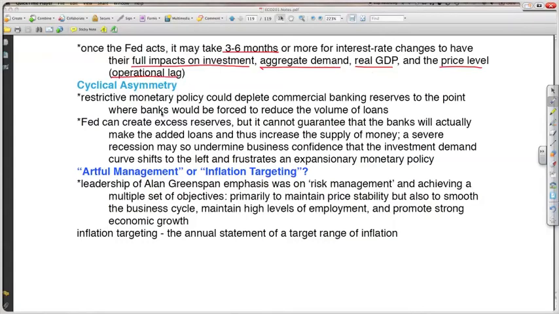We can also have problems where if we have a restrictive monetary policy, then it can reduce the volume of loans within the different banks. Or if the Fed wants to create excess reserves, it can't guarantee that the banks are actually going to increase their loaning. So if they don't make the additional loans, then it won't increase the supply of money. So the Fed can take on an expansive monetary policy, but if the banks don't loan anything, then it's not actually going to complete its full process, and it won't ever get to increasing investment and increasing aggregate demand.